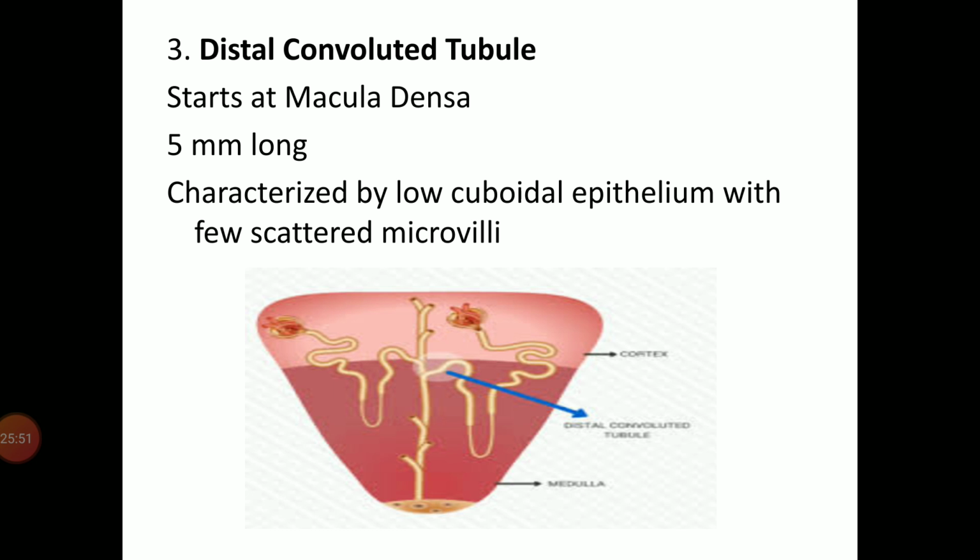Now we'll see the distal convoluted tubule. It starts at the macula densa. So what is this macula densa? These are the modified cells present at the end of the thicker ascending limb of the loop of Henle. This distal convoluted tubule is 5 mm long, and it is characterized by low cuboidal epithelium with fewer scattered microvilli. Whenever there are microvilli, it is obviously associated with an increase in surface area so that reabsorption can occur.